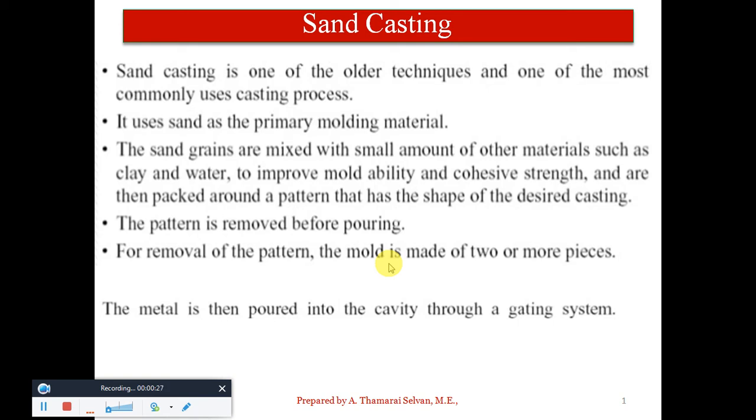Here, the sand grains are mixed with a small amount of clay and water to improve its moldability and cohesive strength, and are packed around a pattern so that we can get the shape of the desired casting. This pattern is removed before pouring, because once the pattern is removed, the mold cavity is formed. For the removal of the pattern, the mold is made of two or more pieces, which we call split patterns, and we have more types of patterns also. And the molten metal is then poured into the cavity through a gating system.